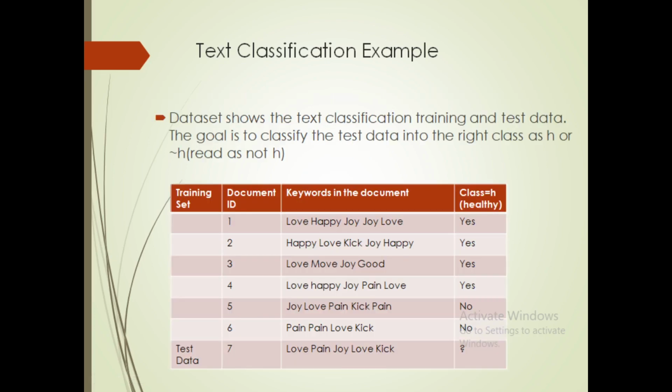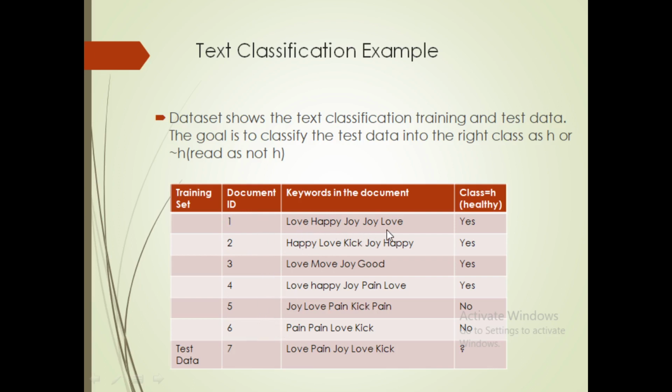This is a data set that is given to us. Based on this, we have to test a data, the seventh one, which is a testing data. We don't know the class over here. We have been provided with a data set having two classes, class H and not H, that is healthy or not healthy. You can see over here we have 6 training instances. This is my first document, second, third, fourth, fifth and sixth.